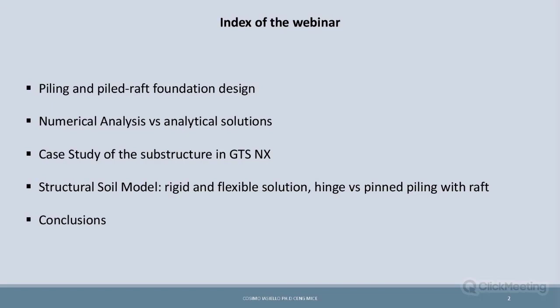Then we will carry out a comparison between the numerical analysis versus the analytical solution. Then I will bring you a case study of the substructure in GTS, and then we could speak about the structural soil model, the rigid and the flexible, when we have to use them, and when I would suggest using hinged or pinned piling with raft, and then a conclusion.